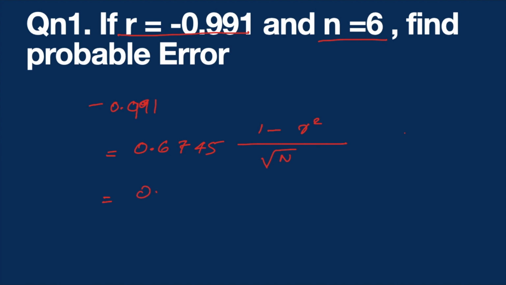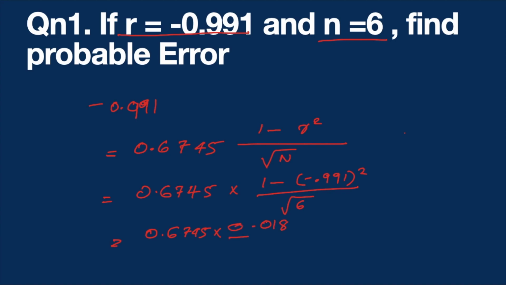So we'll substitute the values: 0.6745 into 1 minus, in this case negative 0.991 squared, divided by root of 6, which gives us 0.6745 into 0.018, the whole divided by 2.449, which finally gives us the value 0.005.